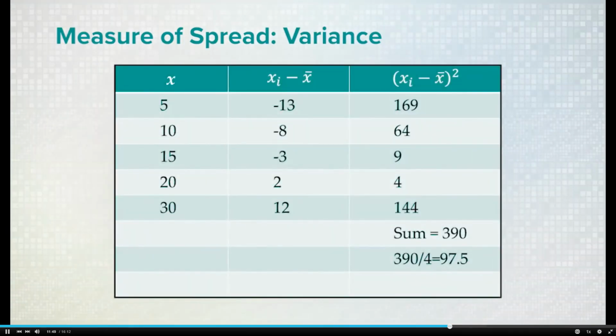Now, as I mentioned, when we are doing this example, variance is another measure of spread. It really is just the square of the standard deviation. Before you square root, right at the very end, you get 97.5. That number is the variance. After you take the square root, that's the standard deviation.